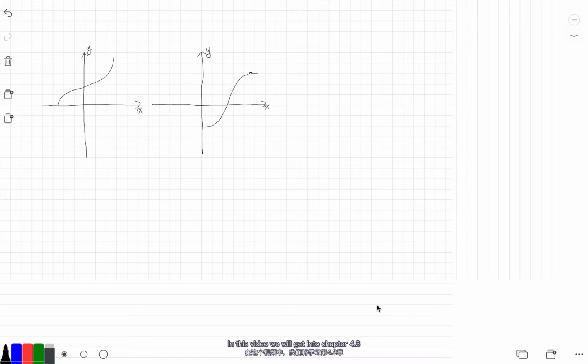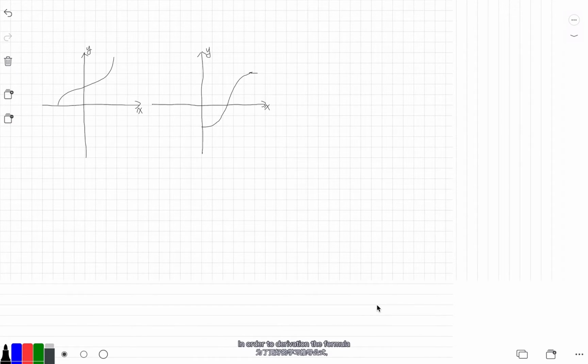In this video, we'll get into chapter 4.3 and a little bit of 4.4: the derivative of inverse trigonometric functions and the derivative of e to the x. I noticed that some of you would like to know more about the reasoning behind the formula, so I'll talk about the inverse trigonometric functions and the derivative of e to the x first.